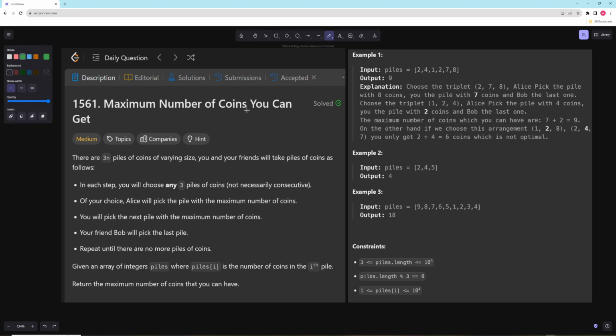Today we're going to be doing maximum number of coins you can get. And I think they kind of maybe thought that everyone was doing Thanksgiving, so they decided to give an easy problem that you could do pretty fast. So that's kind of funny.